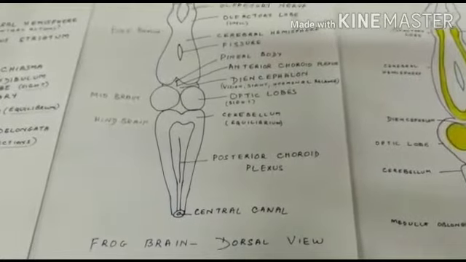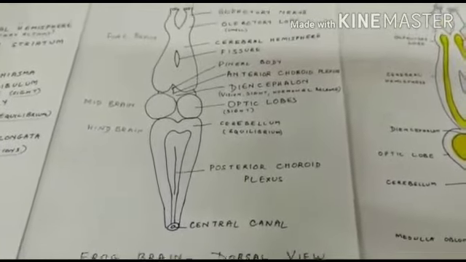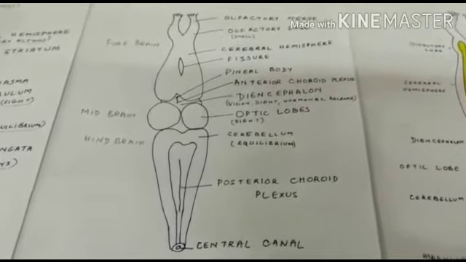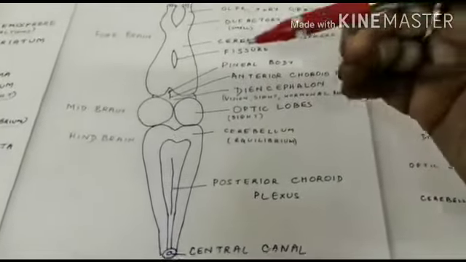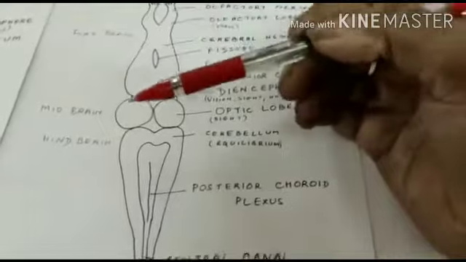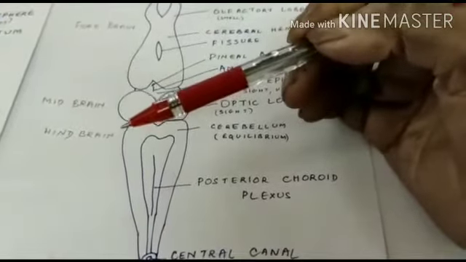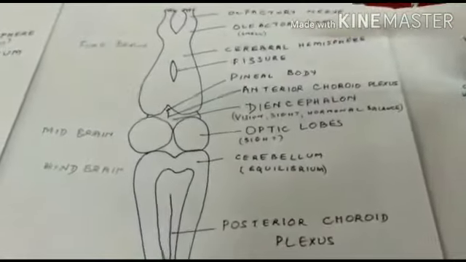So now let us get started with the frog's brain. I told you that the frog's brain consists of three parts, that is the forebrain, midbrain and the hindbrain. So let us get started with the forebrain.